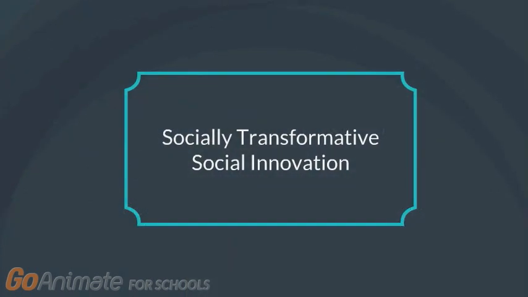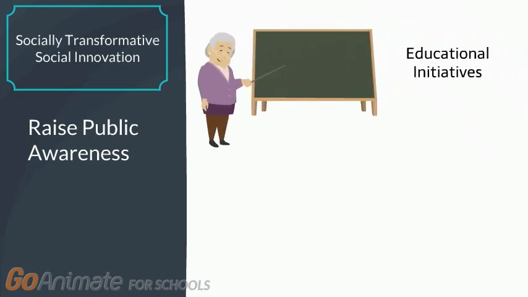Socially transformative social innovations create social change by addressing systemic issues like oppression, social inequality, or negative perceptions and stereotypes. This change can take place inside service delivery organizations or in society. One way to create social change is by raising public awareness around a social issue or a vulnerable group. You could educate the public on the major challenges in your local community, or spread awareness of the services you provide and why those services are important.